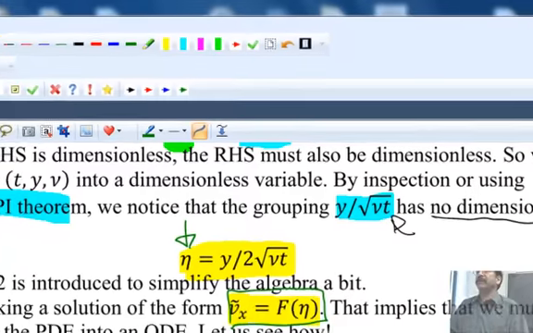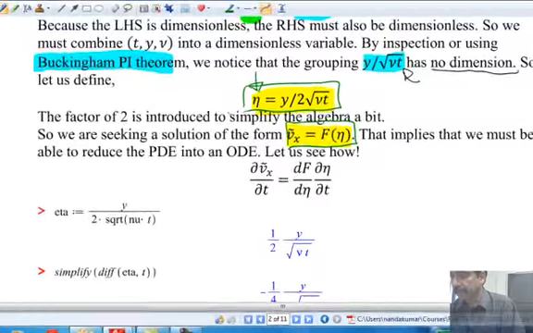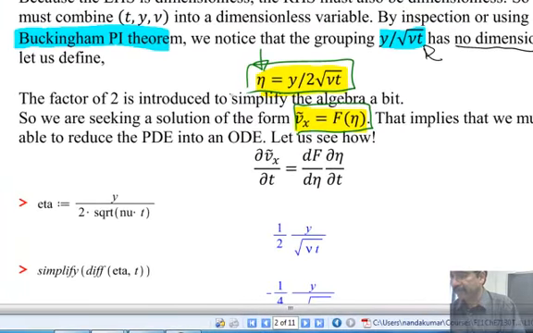But I'm going to take the tactic that Bird, Stewart, and Lightfoot take, which is to give you the similarity transformation. But in an exam, if I say, here is a problem, find the similarity transformation, you should be able to do that. But in this particular problem, here is the similarity transformation. Do the transformation for me, that is, transform the PDE into an ODE.